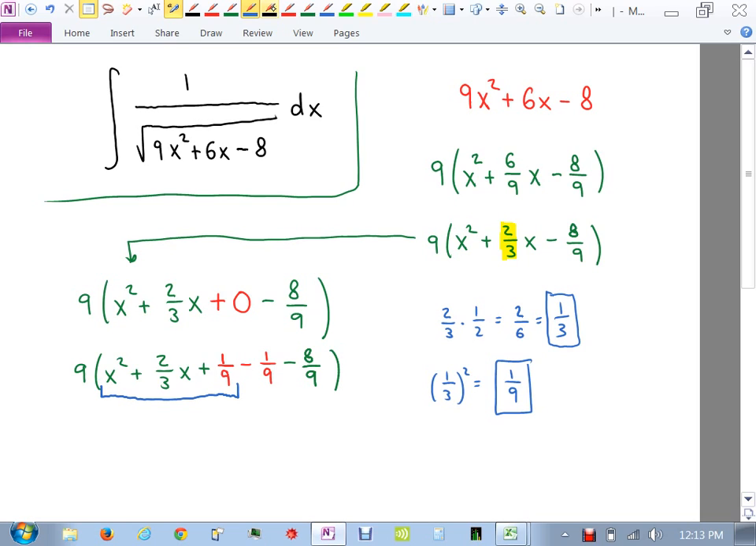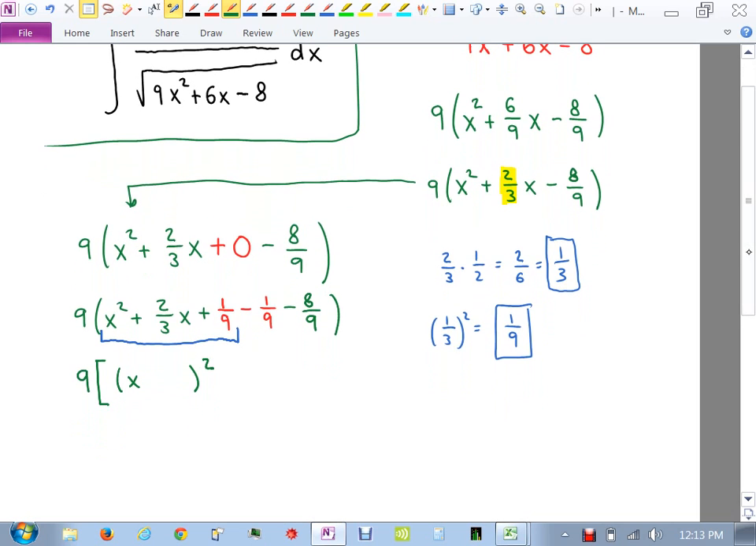Meaning it'll turn into 9, I'm going to do a bracket here, x and then something squared. So that blue is going to turn to x, in parentheses, x and then something and then squared. What's that something? It's whatever that number was over there. The first boxed one. So in this case, positive 1/3. And if you don't believe it, take x plus 1/3, write it side by side, FOIL it out, collect like terms, you'll get this. Guaranteed.